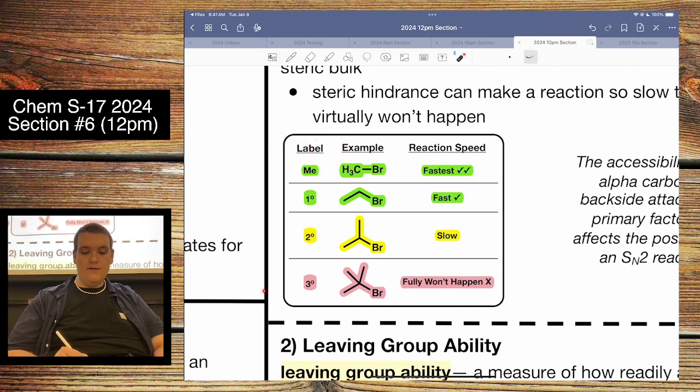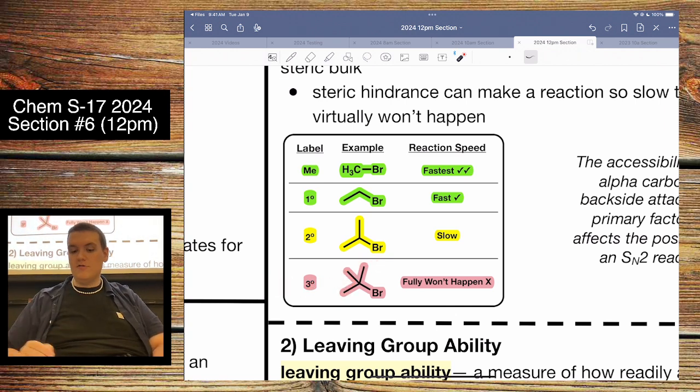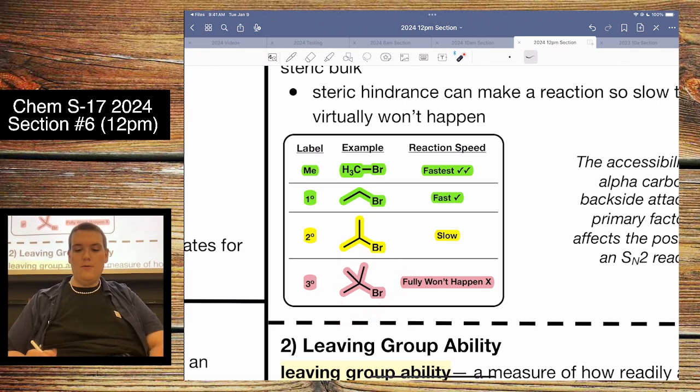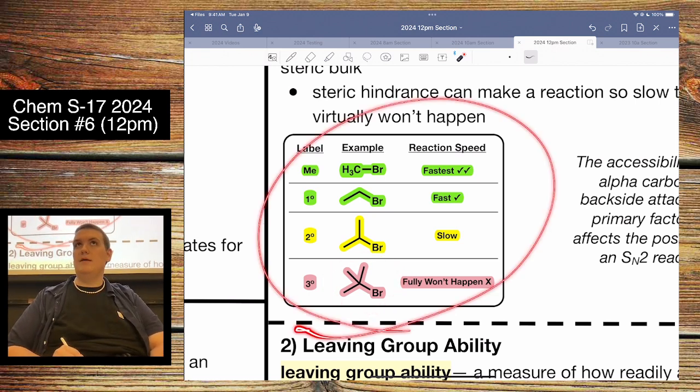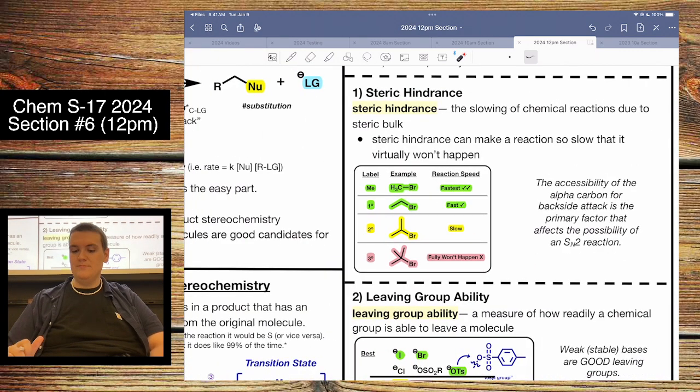Whereas over here, if the nucleophile is trying to do a backside attack on a tertiary carbon, remember each of these are methyl groups that have their own hydrogens, each of them all having electron clouds around it. And so it's going to be very hard to do SN2 for tertiary. In fact, it fully just won't happen. So this is the big determination factor of whether or not we do an SN2.